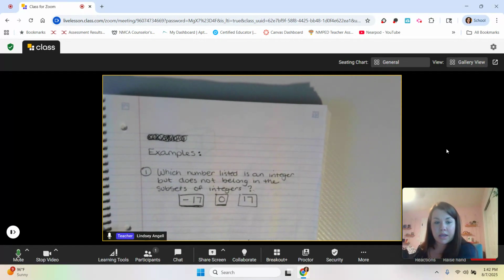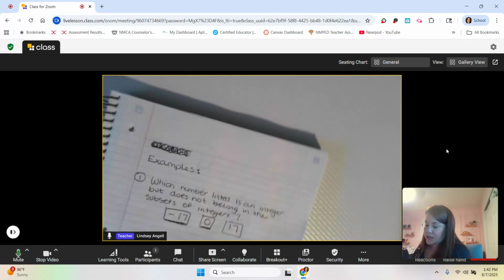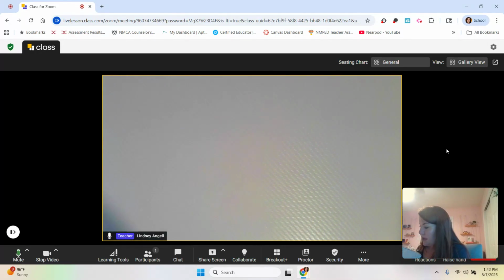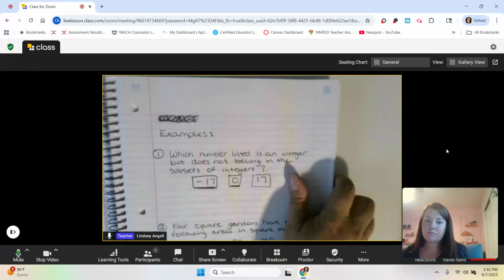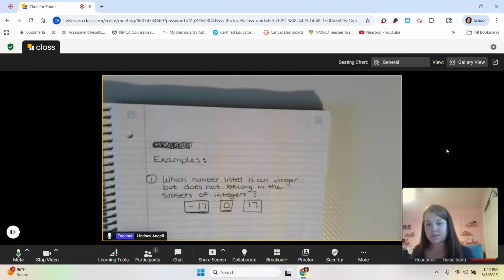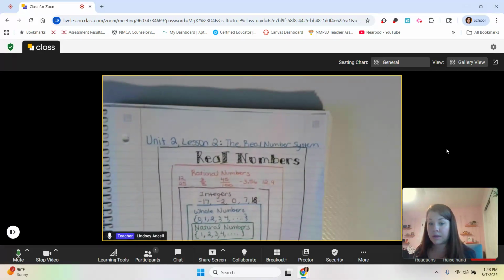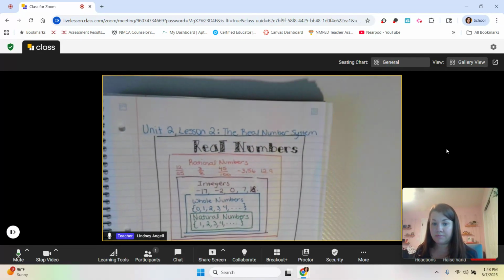The first one I've got here says, which number listed is an integer but does not belong in the subsets of integers? Okay, and actually let me get that other page back open. So let's think about this. First off, they're all integers. Negative 17, 0, and 17.